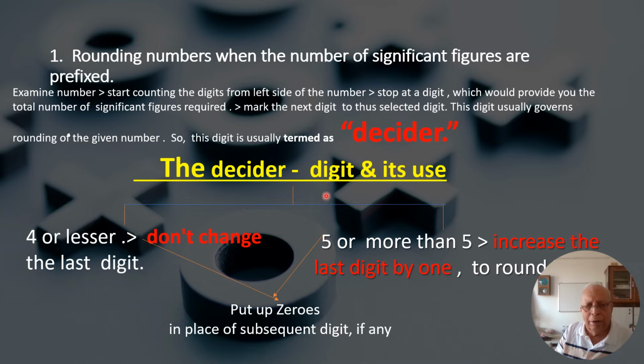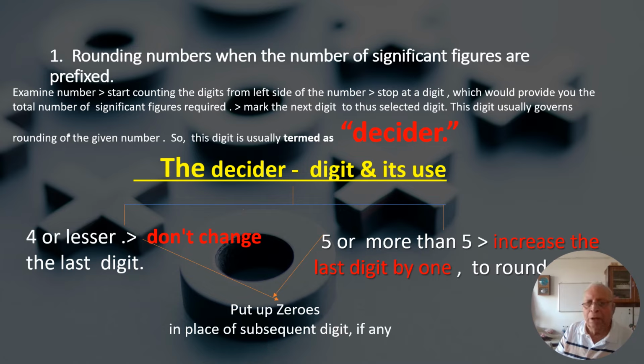Now this decider digit is very important for rounding. If the decider digit is 4 or less, don't change the last digit. If it is 5 or more, increase the last digit by 1 to round. But please remember, there may be other digits also after the decider digit. And if other digits are there, then place 0 in place of the subsequent digits.